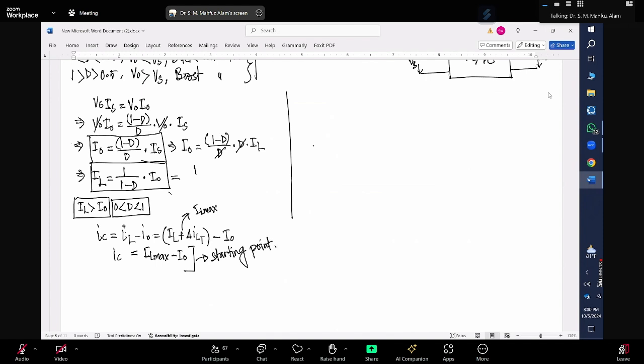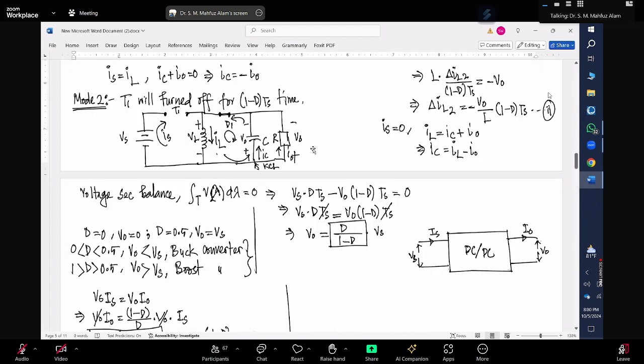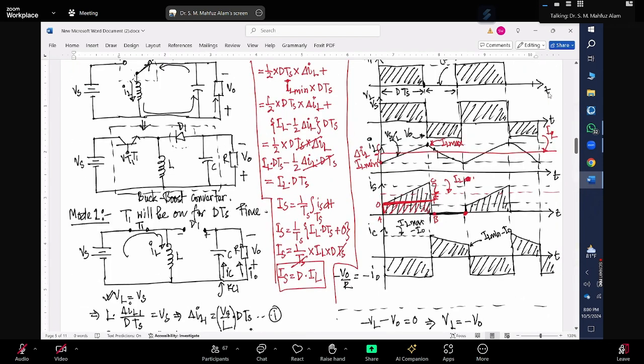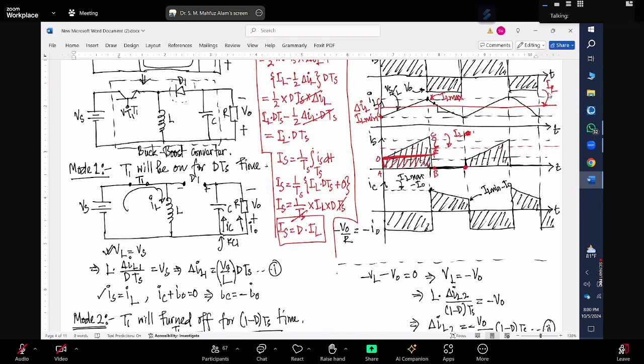So the starting point for the capacitor current should be IL max minus I naught, right? Yes, sir. Which is this point, right? And again, the peak to peak difference for the IC should be IL minus I naught, and here it should be minus I naught. So the total difference should be what? IL max, right? Yes, sir. Any question?